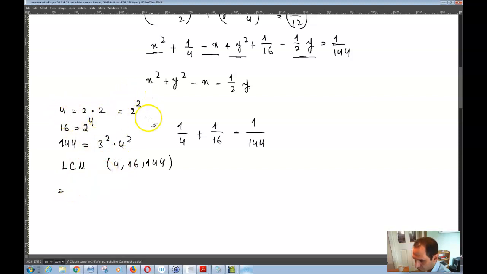So basically a 4 is 2 squared, right? Then you need a 16 over here. So a 16 is 2 raised to the power 4. Since I already have a 2 raised to the power 2, I can write 2 raised to the power 2 multiplied by this, and this becomes 2 raised to the power 4. Now I have a 16 over here, and I also have a 4 over here. So these two numbers are taken care of.